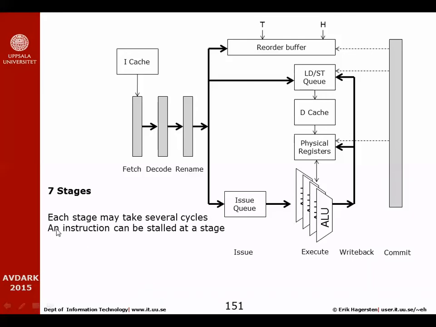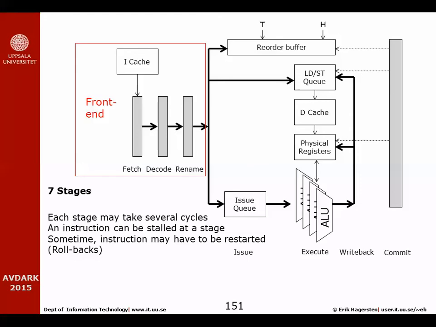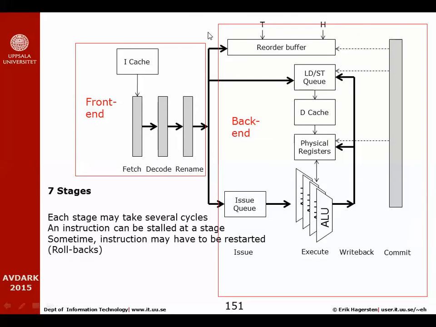So an instruction can also be stalled at several of these stages and sit and wait there. And sometimes instructions are split up and go to several boxes at the same time. Also, sometimes an instruction may have to be restarted. So we have the rollbacks. For example, when there is a branch misprediction, there could be a need for rollback. But there are other situations where you will have to do a rollback as well. Commonly, these stages are referred to as the front-end stages, and the rest of the stages are called the back-end stages.